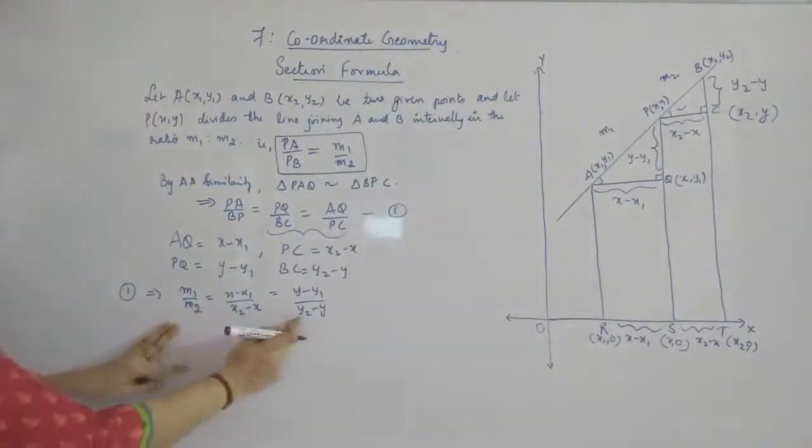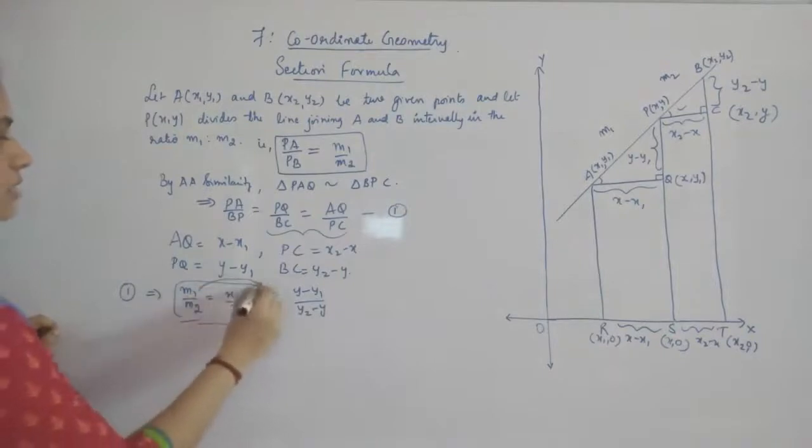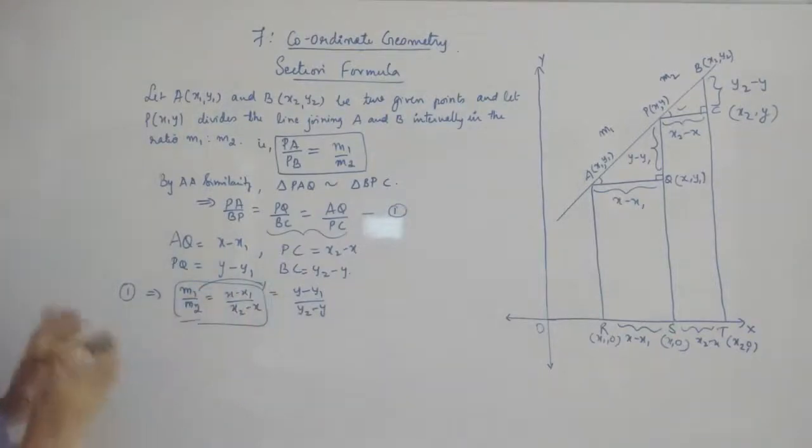Now we will just equate two at a time. That means first we will equate these two and then we will equate these other two, in order to get x and y. Here you have an x, so that we will find out first. Then comparing the other two will give you y, and that will be the coordinate of your P, x comma y. It will be in terms of x1, x2, m1 and m2.